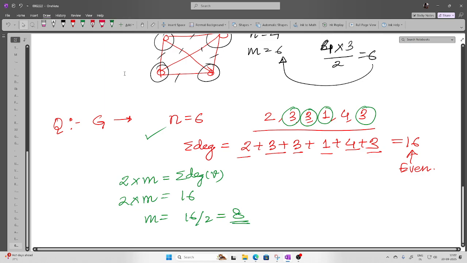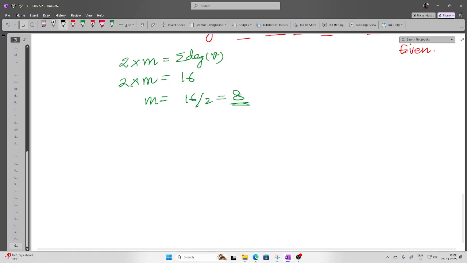Okay, now take another case. Another question let us do. Let's say that we are having a graph with 8 vertices. So n is 8. Okay, and there are 30 edges. So m is 30. Now the question is, is it possible that this graph can be a simple graph?